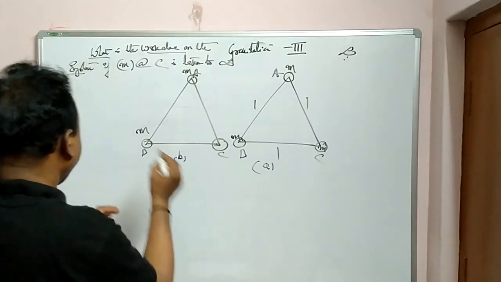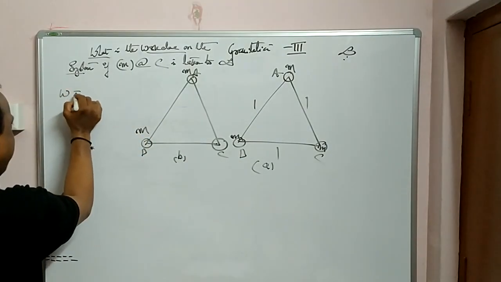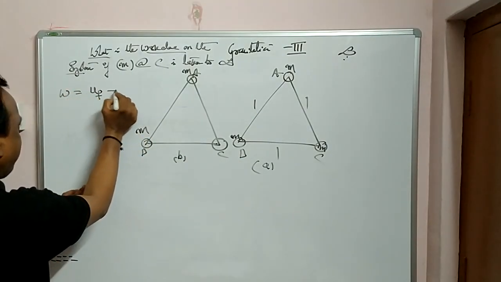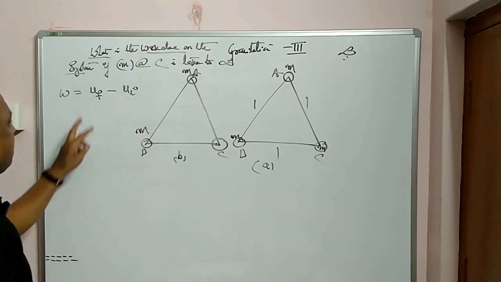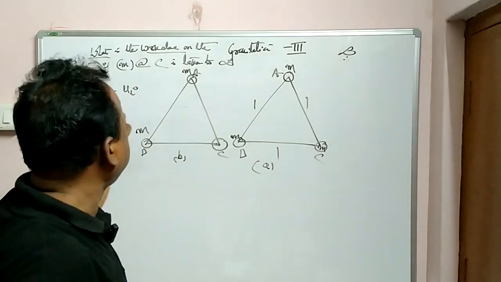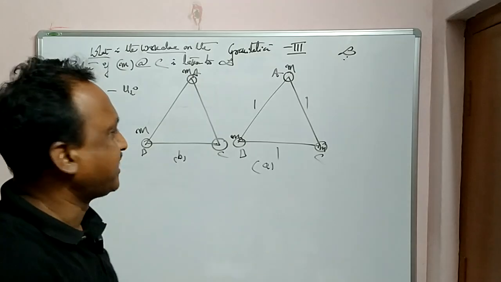So here what is the work done? Work done is given by U final minus U initial. Final gravitational potential energy minus initial gravitational potential energy.